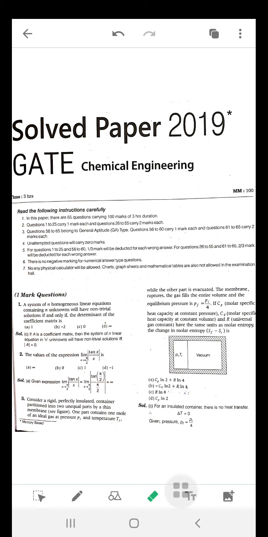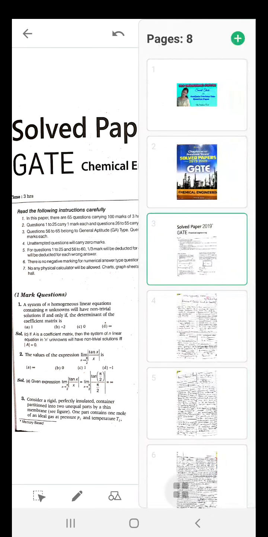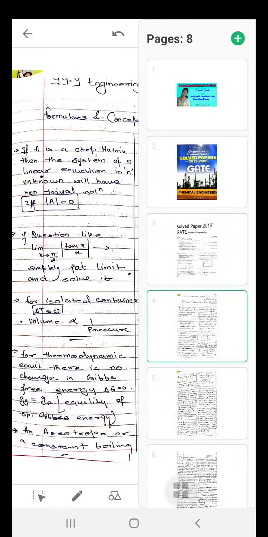Now my suggestion is that you have to make a separate copy for solving the previous year question paper. I will show you how to write the concepts in your copy. So now come to my formula sheet. Here I write only those concepts or formulas which are used in the question.